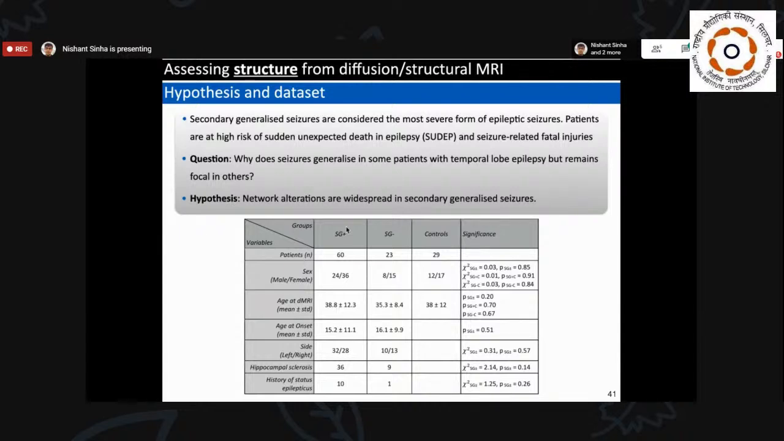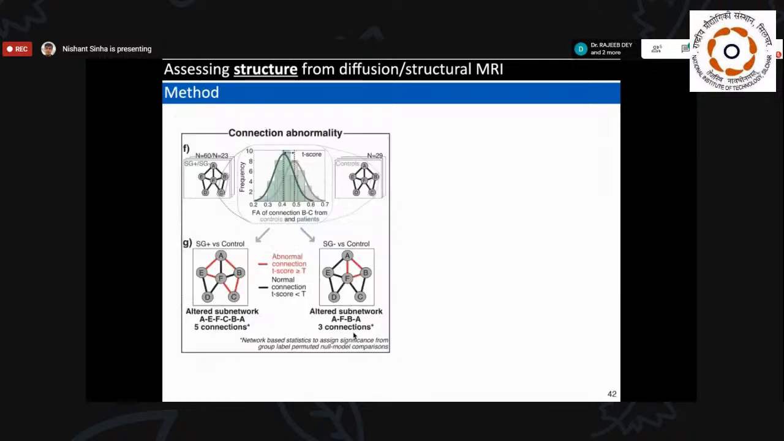So the data that we have here is for 83 patients. 60 of them had a history of secondary generalized tonic-clonic seizures, whereas 23 of them do not have a history of secondary generalized seizures. And we also have the data for 29 controls. And these are the other demographic information for these patients. Very briefly, the method here is to investigate the network abnormalities in the brain.